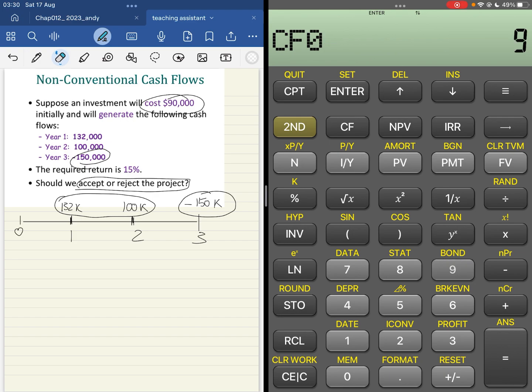CF0 is minus 90,000. Enter, go down. CF1 is 132,000. Enter, go down. F01 is 1, of course. Enter, go down. CF2 is 100,000. Enter, go down. F02 is 1. Enter, go down. CF3 is minus 150,000. Enter, go down, and F03 is also 1.